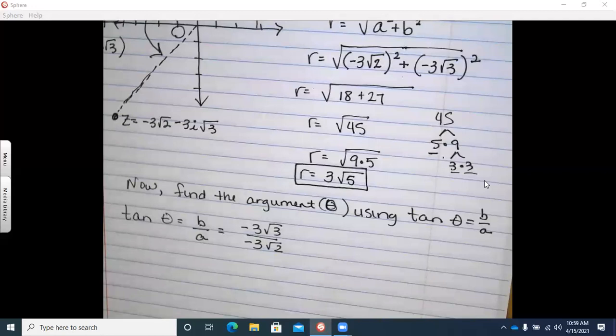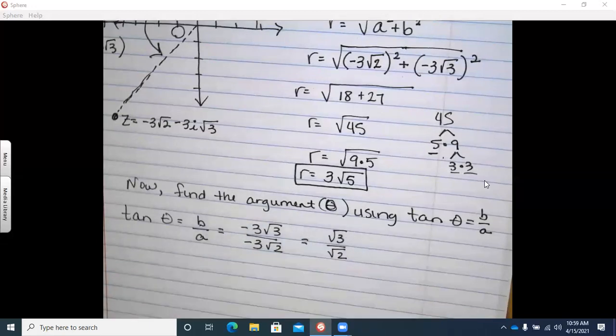Okay, well, -3 and -3 are both not under the radical, correct? So we can reduce those. -3 divided by -3 is +1. Well, we don't need to put a +1 on the outside. So that leaves us with the square root of 3 over the square root of 2.